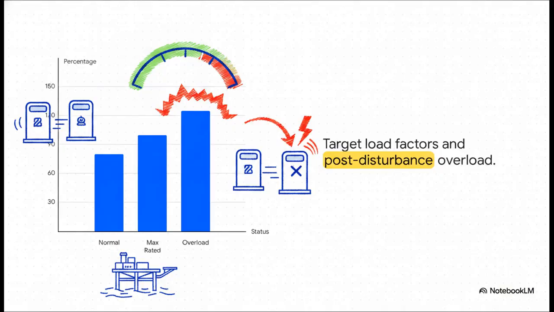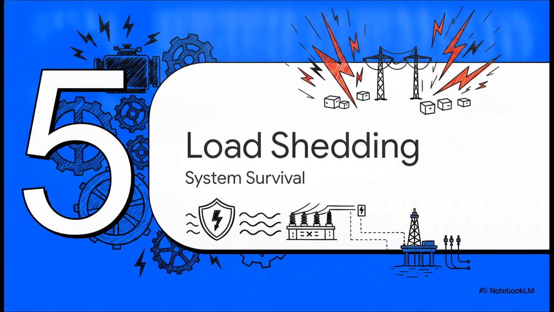During normal operation, the system targets a nice, comfortable green zone, usually a 70 to 85% load factor for maximum efficiency. But if one of those generators trips, the system is designed to accept a brief, intense red zone spike. We're talking a post-disturbance overload of up to 125% while it scrambles to shed load. And that leads us straight into Section 5, load shedding and survival.